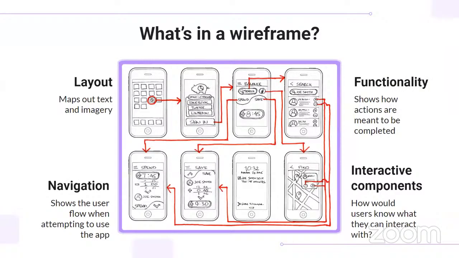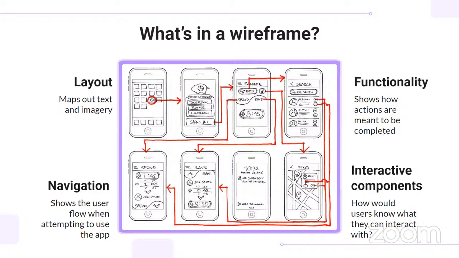All right, so what's in a wireframe? Not the specifics of what you need, but more just general. You're going to include the layout that'll map out the text and the imagery of what you're going to be seeing on your screen, obviously. You're going to show the functionality, so how actions are meant to be completed. You have to go into the mind of the user rather than the designer and see, if you were using this app, seeing it for the first time, what would you be clicking? What would you know you're supposed to be clicking?